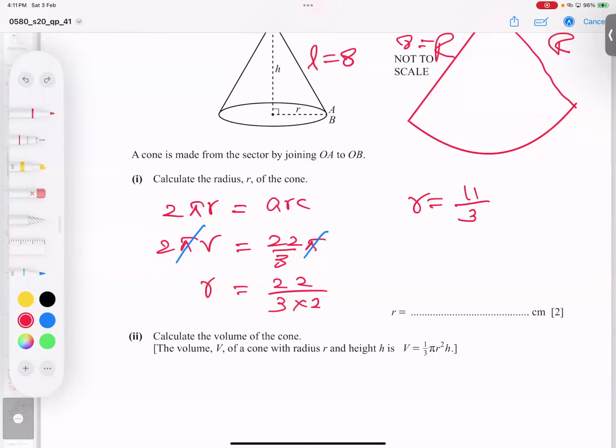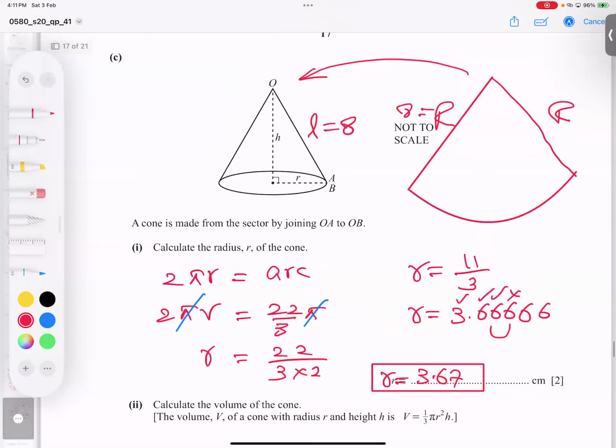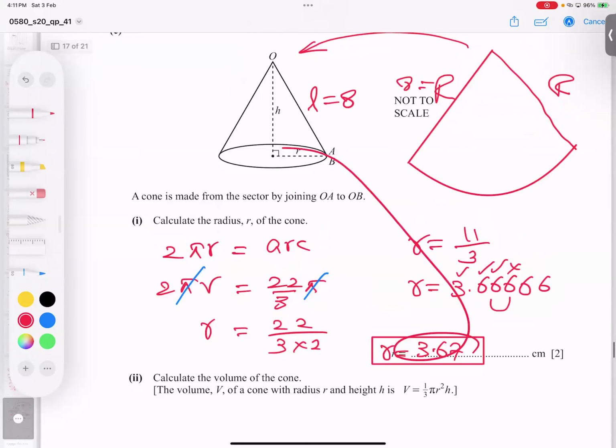If we type 11 by 3 in the calculator, it gives us 3.66666. But you know the basic criteria: we don't want that, so we round up. So 3.67 centimeters is the radius. Alhamdulillah. So from here you can say that this radius is 3.67. Okay, now what is the last part you're asking?